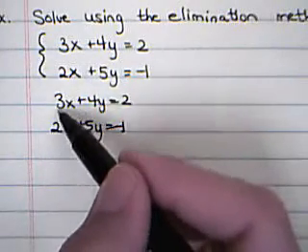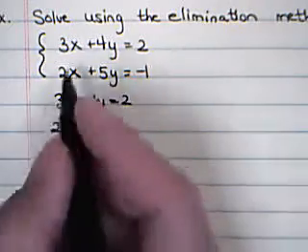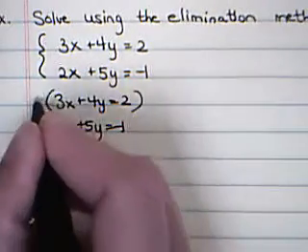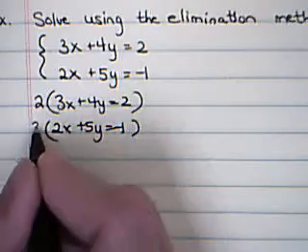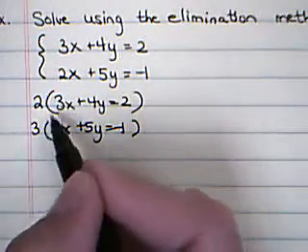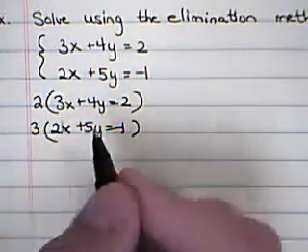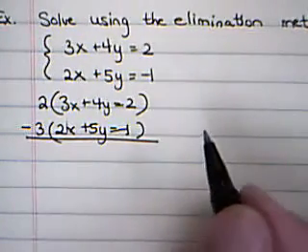Look at the coefficients of x. 3 and 2 divide into 6. So I need a 6 here and a 6 here. So to get a 6 on the top row, I would have to multiply it times 2. And on the bottom row, to get a 6 right there, I'd have to multiply by 3. Now, because the x values are the same sign, one of these needs to be negative. And it does not matter top or bottom. I'm just going to let the lower one have the negative sign.